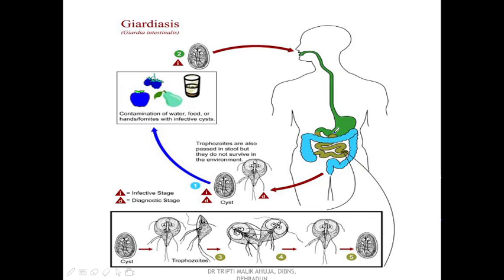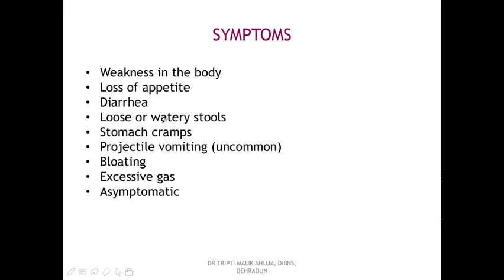Excystation occurs in the duodenum. So here trophozoites are formed. Trophozoites actively attach to the small intestine by means of the disc, and they also multiply by binary fission. Then they move to the large intestine where they again form the cyst. The cyst comes out in the stools, and this cyst contaminates the water and food, and there can also be oral-fecal contamination with the infective cyst.